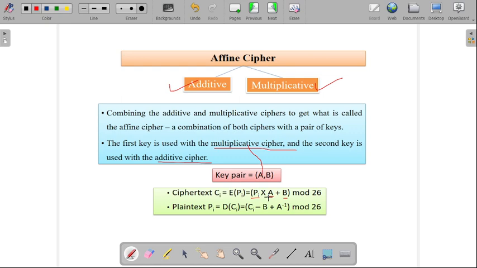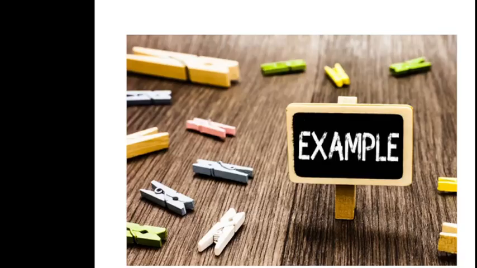So the formula for encryption is plaintext into A plus B mod 26, and the formula for decryption, for calculating the plain text, is ciphertext minus B, that is our additive cipher key, multiplied by A inverse, that is the multiplicative inverse of our multiplicative cipher key, mod 26. Now let's begin with the examples.